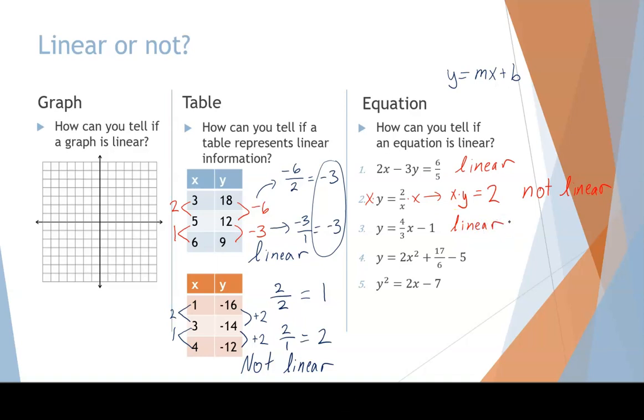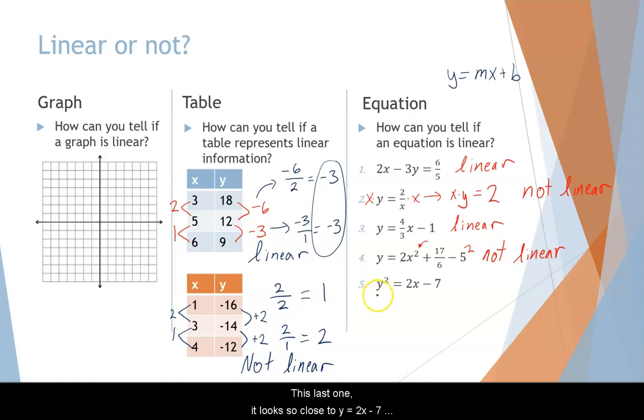The fourth one, I notice it has an exponent of 2. That right there tells me that this is not linear. Notice that the numbers, like 17/6 and 6/5, could be ugly. Or I could put in something like -5 squared. That would not impact its linearity. It's the exponent on the variable.